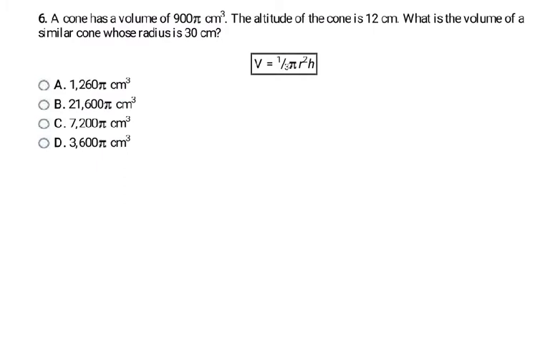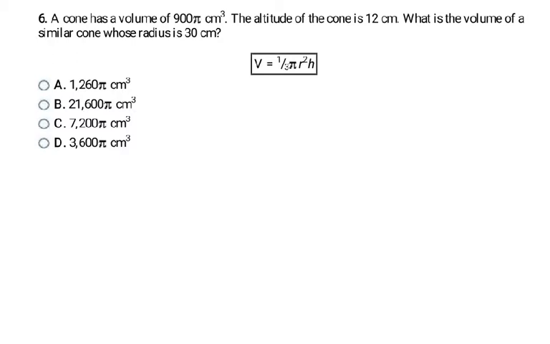This question here reads, a cone has a volume of 900 pi centimeters cubed. The altitude of the cone is 12 centimeters. What is the volume of a similar cone with a radius of 30 centimeters? So remember, when we're working with similarity, we're setting up all those proportions. But when we have a proportion, we have to have two things that are alike. So here, this one gives us the volume and the radius of the second cone. So we would need the volume and the radius of the first cone. But they don't give us the radius of the first cone, so we're going to have to solve for that using the formula they provide.